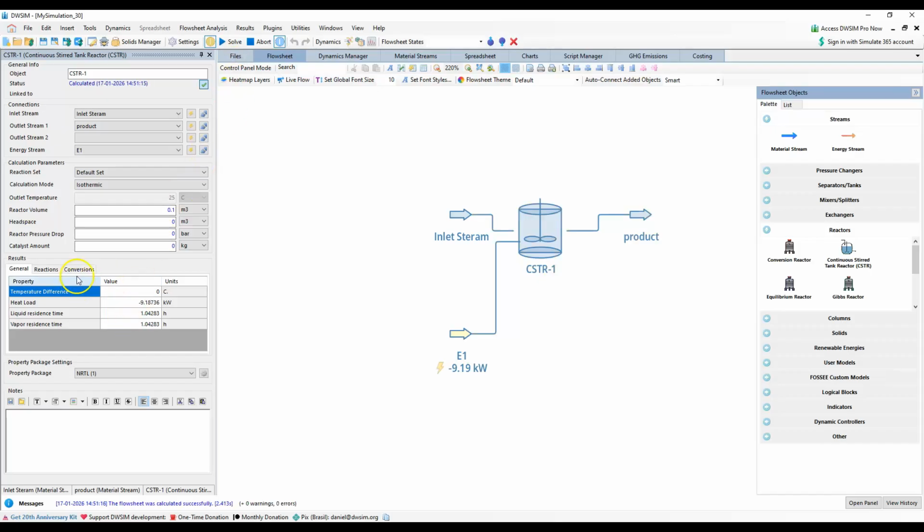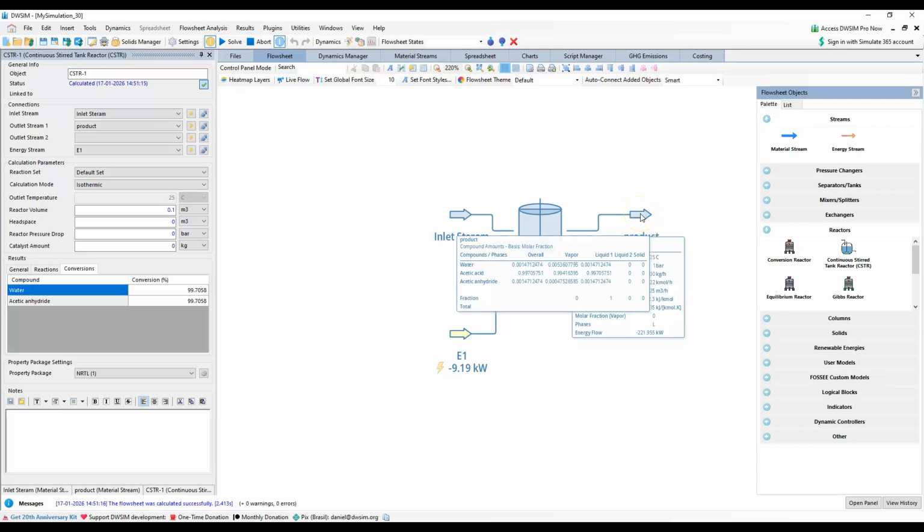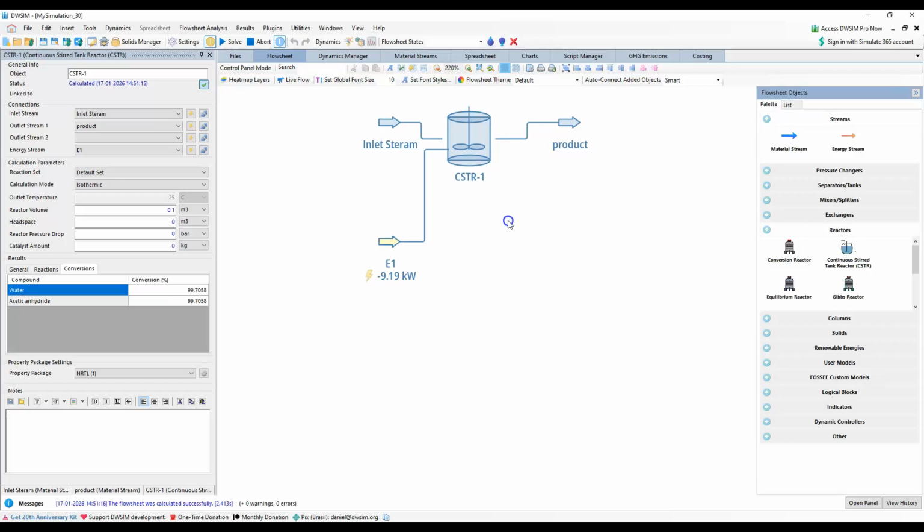Now you can check the conversion. Here for water and acetic anhydride, just 99.7% conversion is happening. Now I want to see what my product is, everything. Here everything is given. So now I am going to properties table, insert master property table, so here I will see all these things.